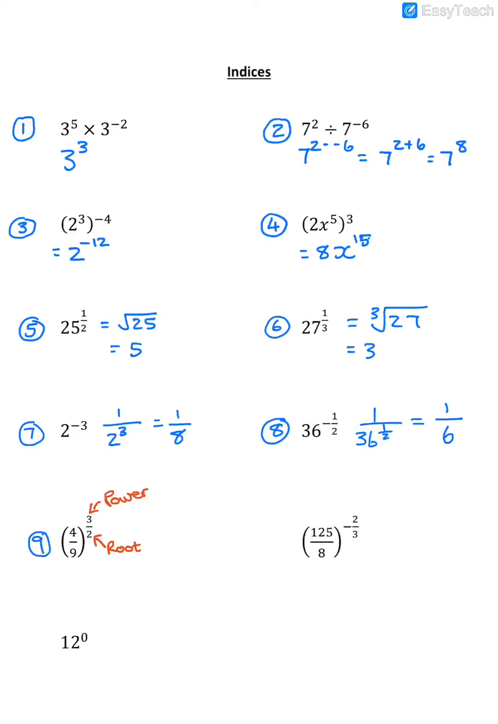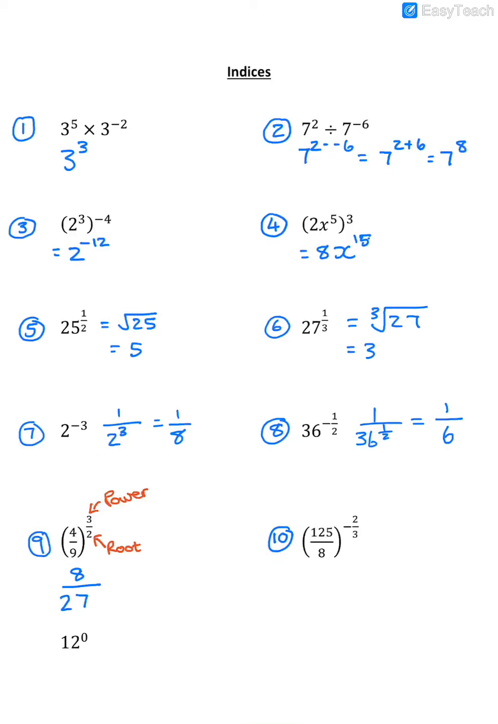So if I take 4 first, 4 square rooted is 2, to the power of 3 is 8, so 8 at the top. Do the same with the 9. 9 square rooted is 3, 3 to the power of 3 is 27. And that's it. Number 10 is the same as number 9, but it also has a negative power.